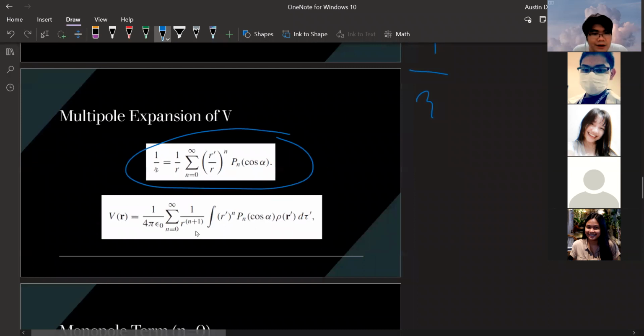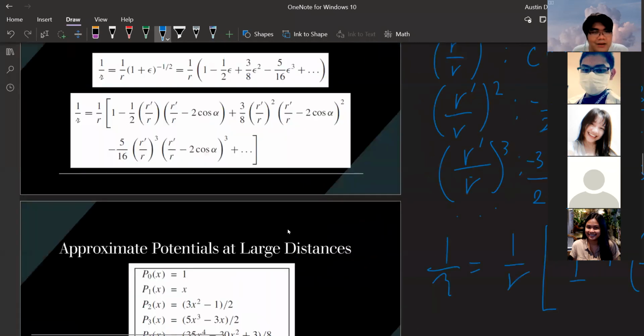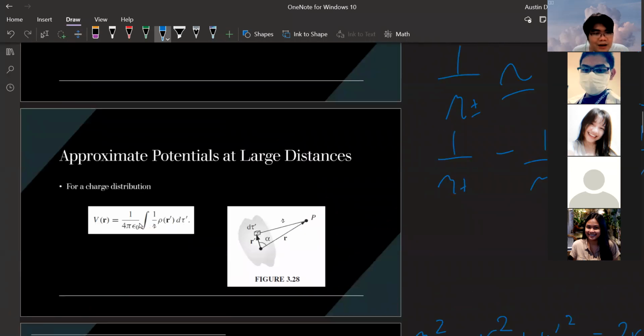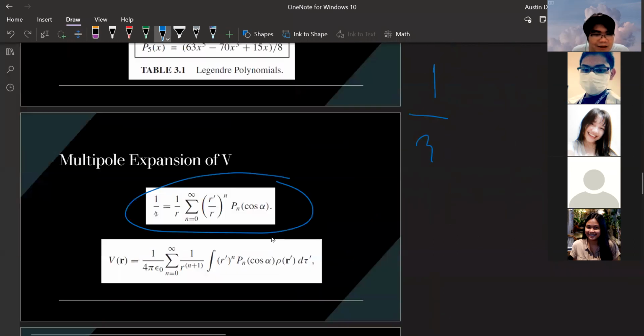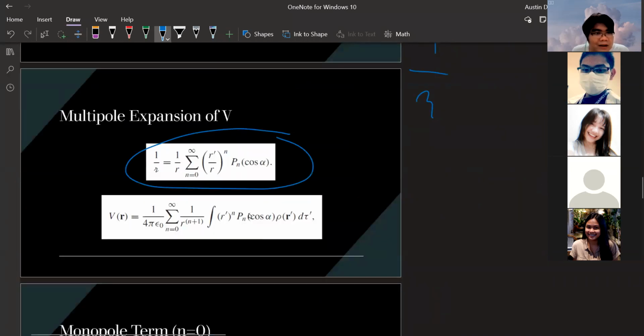So I'd simply have this, okay? R^(n+1) here, since it's R raised to n, there's an extra 1 over R outside. So R^(n+1), then R prime raised to n, that's normal. And this is P_n, just copy it. Then the integral of ρ dτ. We know this. So we have that. Amazing, no? So this is the multiple expansion of the potential V. Okay? And what's the sense of this?